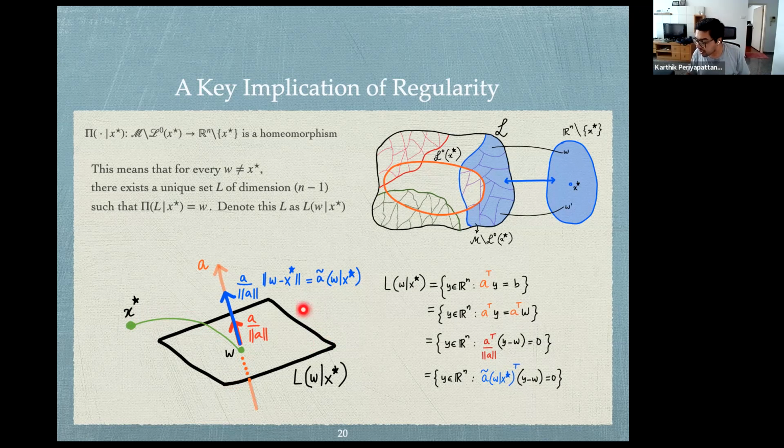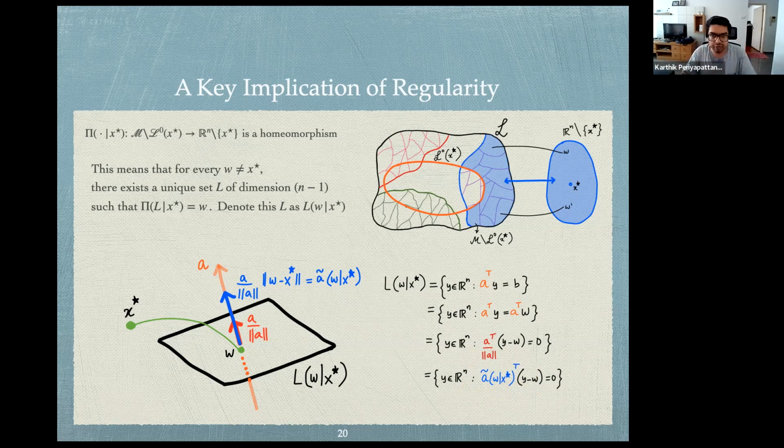Of course, if it is an n-1 dimensional set L, that set will be defined by a normal vector, because any n-1 dimensional set has to be of this form. It has to have one measurement. So it can be defined by a vector A and some scalar B. Now that scalar B, because W is inside this set, can be written as A transpose W. Essentially, this L is defined by a unique normal vector, which I call A tilde of W given X star. So let's see what's the big picture.